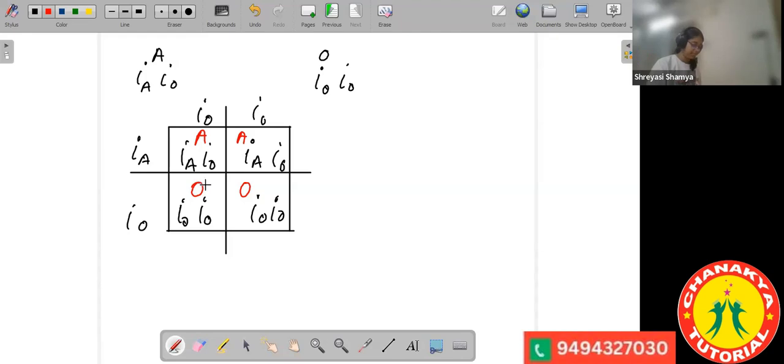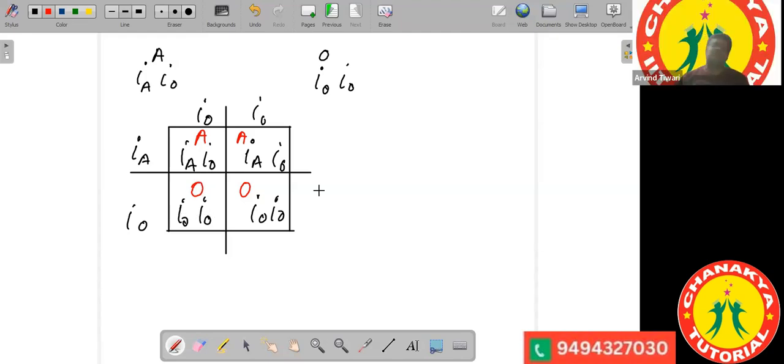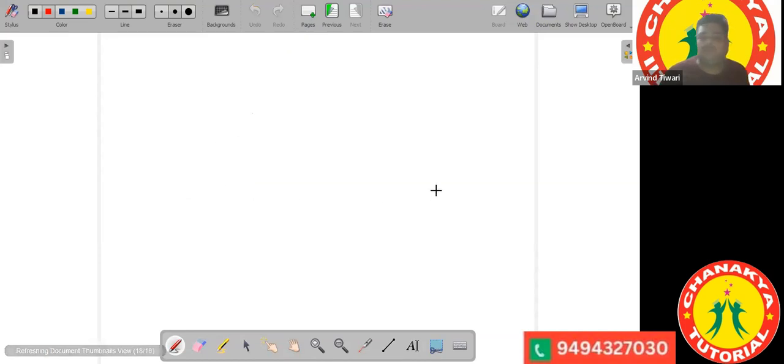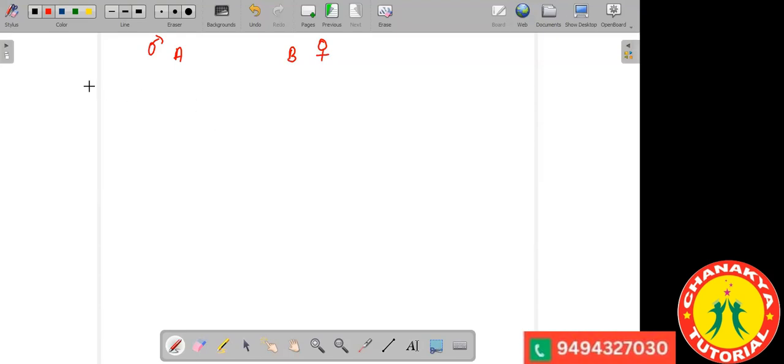Okay, so understood? Anyone has any doubts? Okay, now you tell me, if one of the parents has the A blood group and the other parent has the B blood group, what are the chances of the kid having any blood group? The male parent has the A blood group and the female parent has the B blood group. Sir, AB blood group.